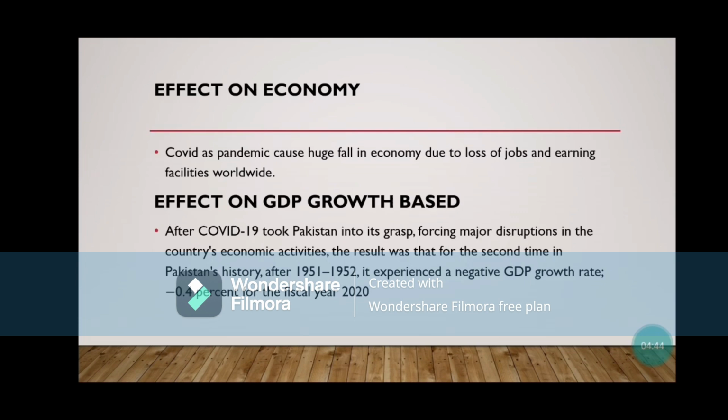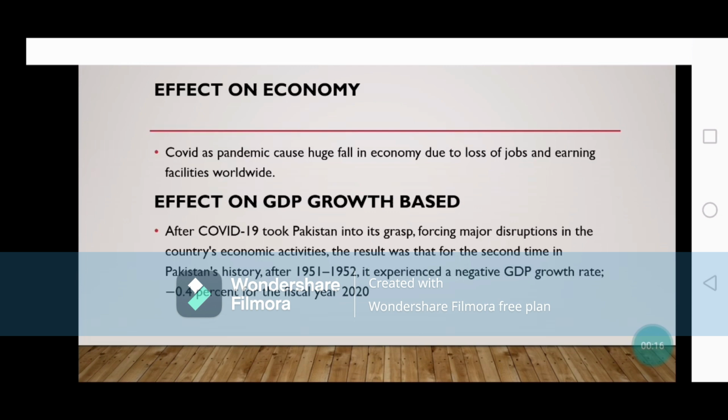What was the effect of this on the economy? It majorly affected the economy all over the world. The COVID pandemic caused a huge fall in the economy due to loss of jobs and earning facilities worldwide. People have no jobs. People have nothing to earn. It also had an effect on GDP growth.